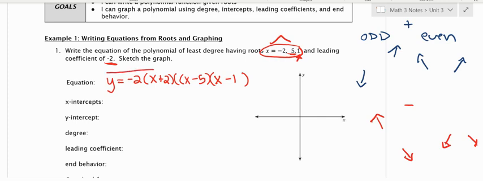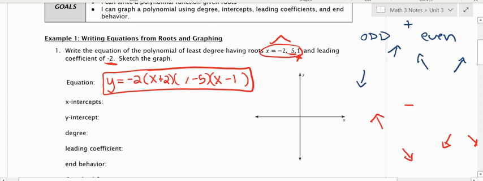So if I wanted to write an equation in factored form, I would write all my roots as a factor, essentially, and then the coefficient would be in front of that parenthesis. And so this would be my equation. I actually already know my intercepts, right? I know I have one at (-2, 0), (5, 0), and (1, 0). I got that from my roots.